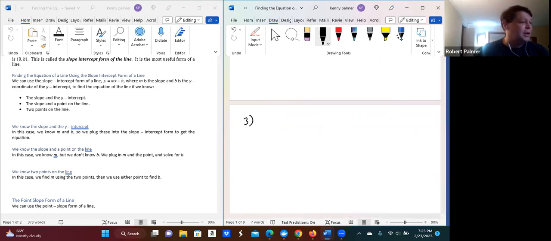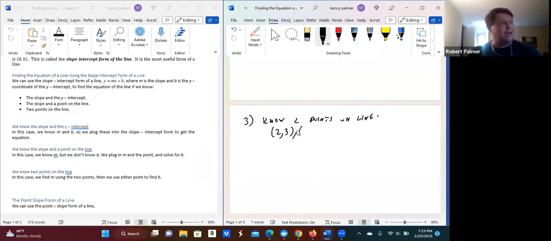Okay. Look at number 3. Number 3 is this time what we know: we know 2 points on the line. And the 2 points on the line are (2, 3) and (-5, 7). So we know that these 2 points are on a line, and we want to find the equation of that line. So once again, we want the slope intercept form, y equals mx plus b. Unlike the previous example, in this case, we don't know m or b.